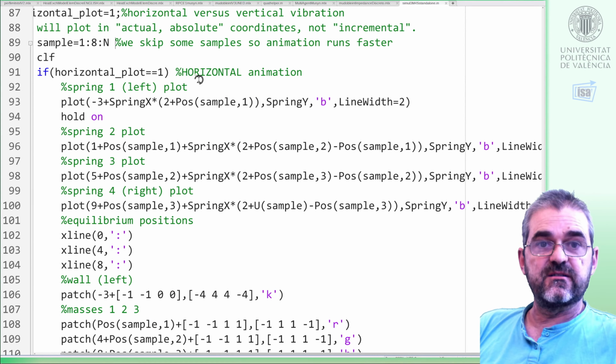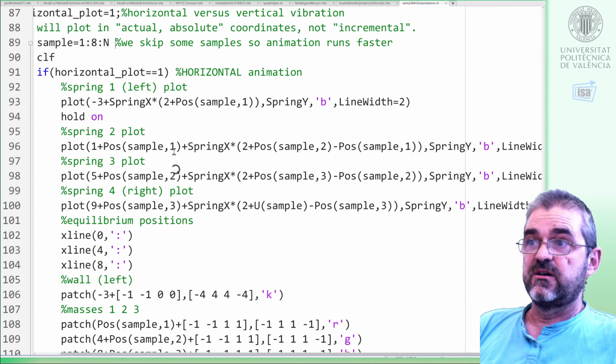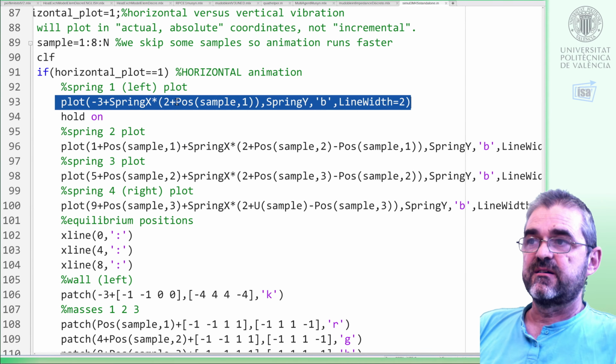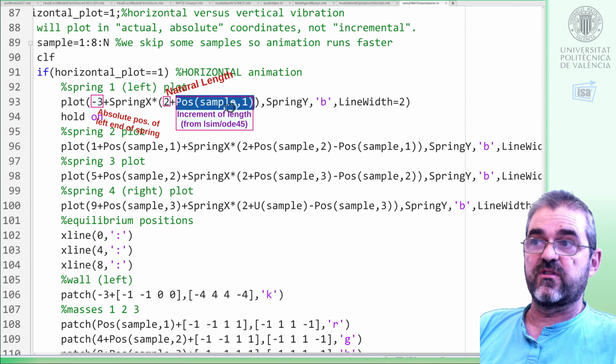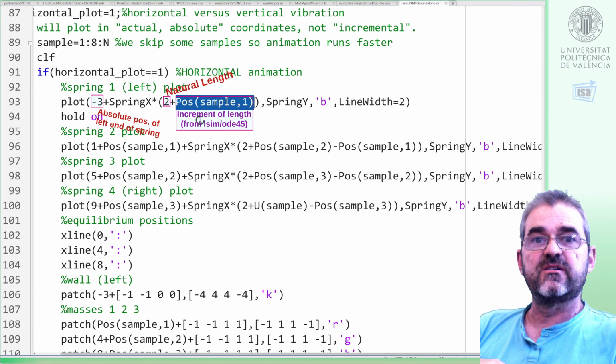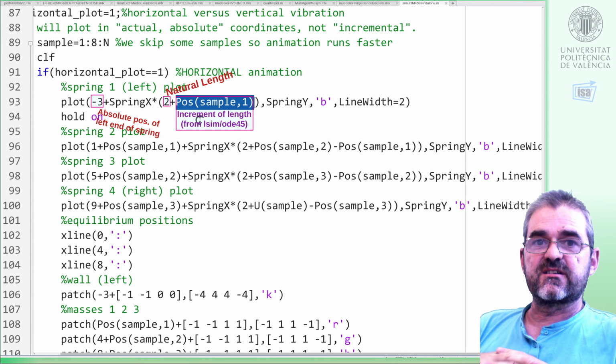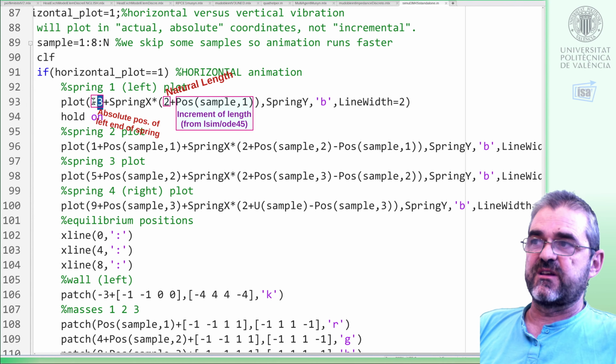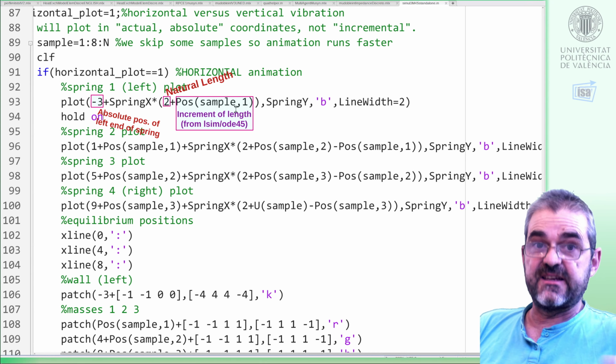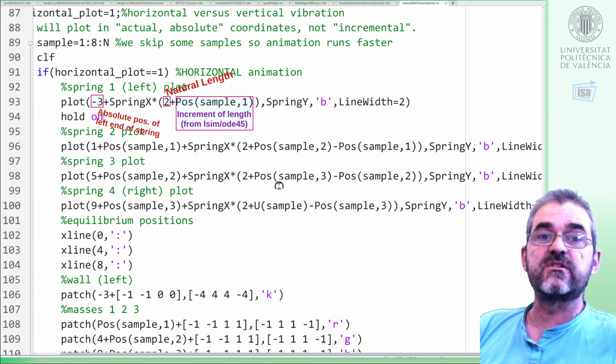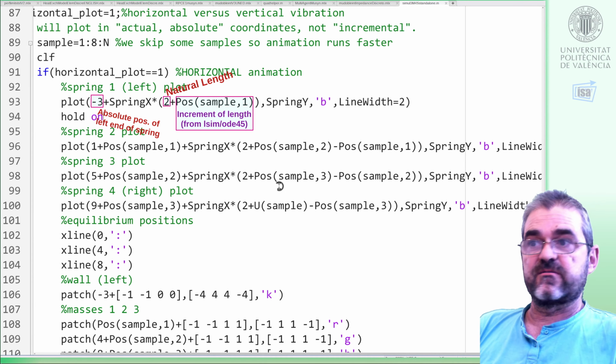So in the horizontal animation, I will use some plots to draw the springs. For instance, this line draws the leftmost spring. The length of the spring depends, of course, on the position of the first mass. Of course, we need to put some constants because, in the incremental simulation, the operating point and the things are sort of centered in 0, but in the actual animation, the spring starts in -3, but its final end is another position, in absolute coordinates. So I played with these constant numbers until I got a nice looking figure.